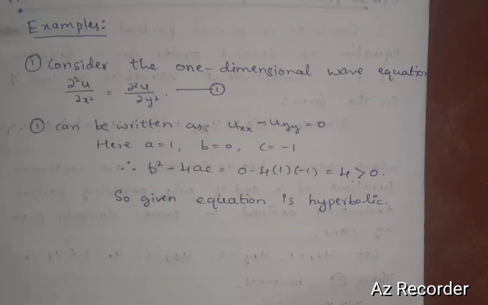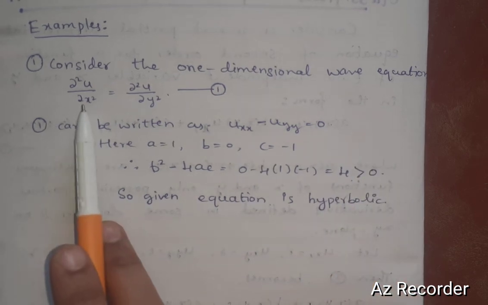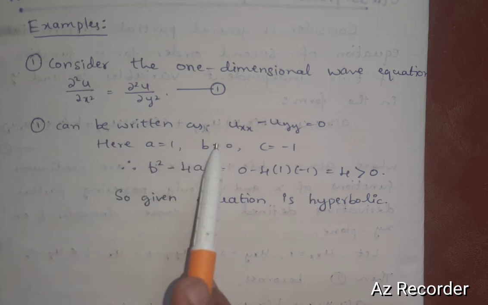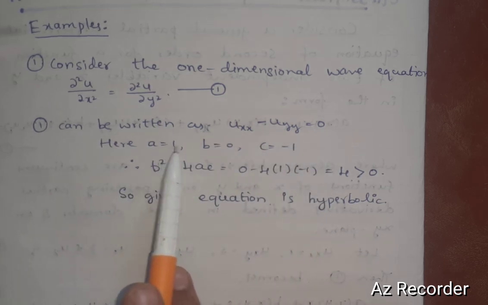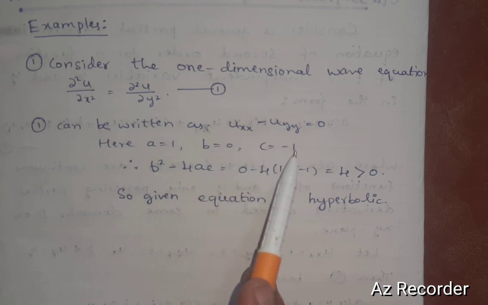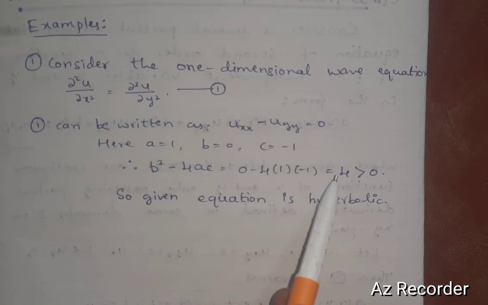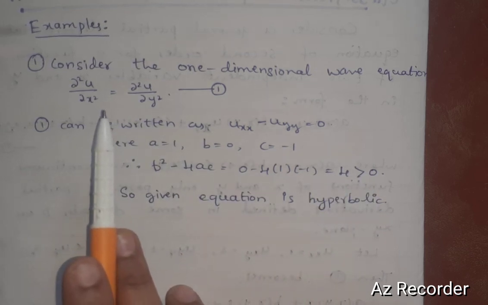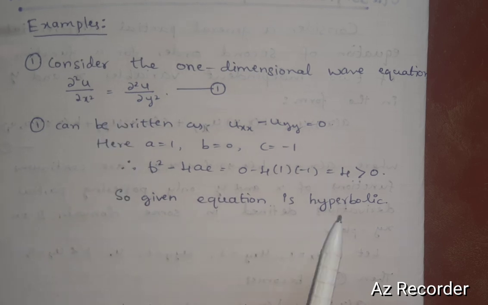Let us see some examples. So consider the one-dimensional wave equation given by uxx equal to uyy. So the equation can be written as uxx minus uyy equal to 0. So here a equal to 1, b equal to 0, c equal to minus 1. Now b square minus 4ac you will get as plus 4, which is greater than 0. Therefore the given partial differential equation is hyperbolic.